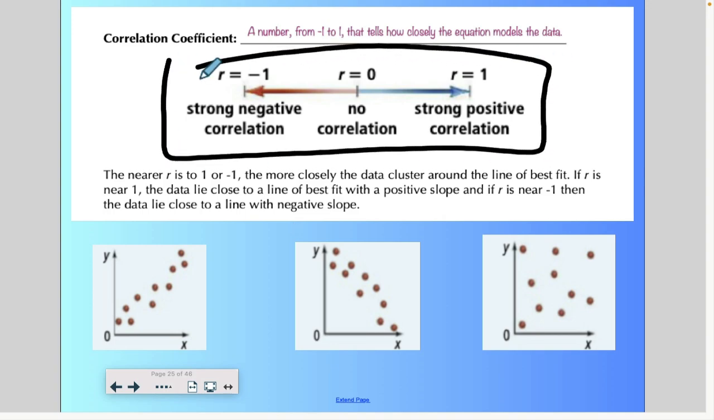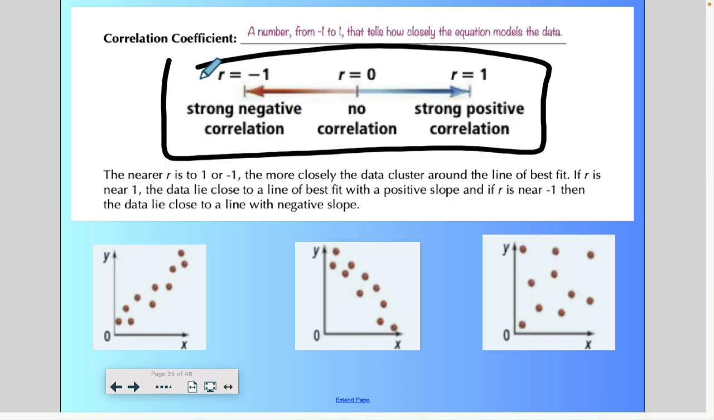Can you just figure it out in your notebook? Yeah. People can figure it out on their own. Doesn't matter. So R tells you how strong the connection is. I don't want to hear anything. I don't care. You can figure it out.